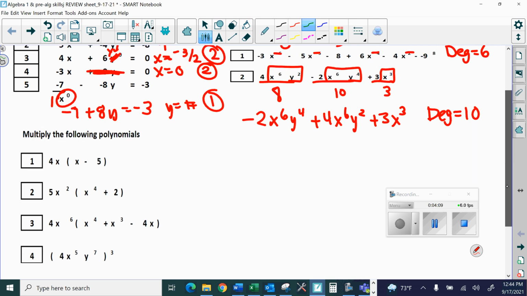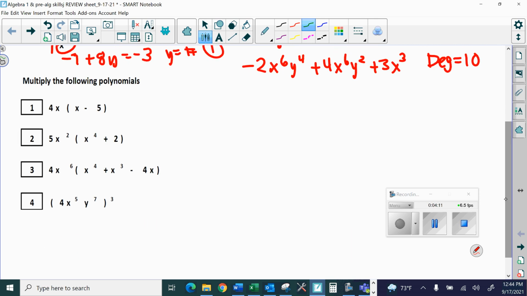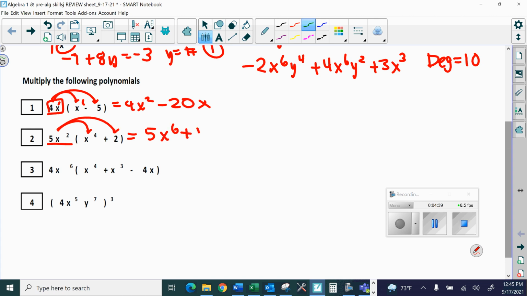All right, next we have multiplying polynomials. So I'm taking this 4x and distributing it through here. 4x times x is 4x squared. Or that's a 1 and that's a 1. x times x is x squared. You add the exponents. And then I have minus 20x. Here, 5x squared times x to the 4th is 5x to the 6th. I add my exponents. And then I get 10x squared.